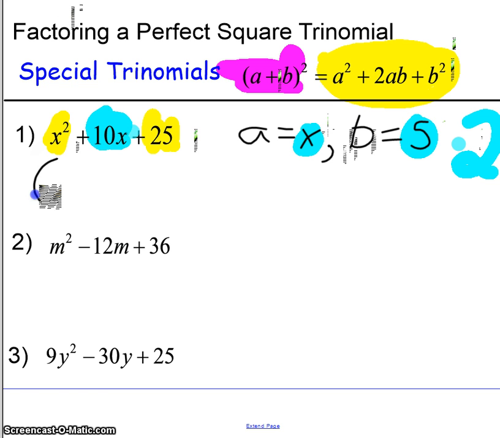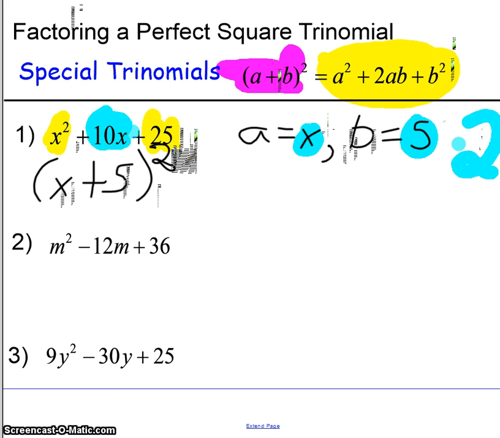So I'm going to take the square root of the first term, which is x, the sign of the middle term, which is a positive, the square root of the last term, squared. This is a squared, okay? That's it. If they fall into this category, that is how you factor them.